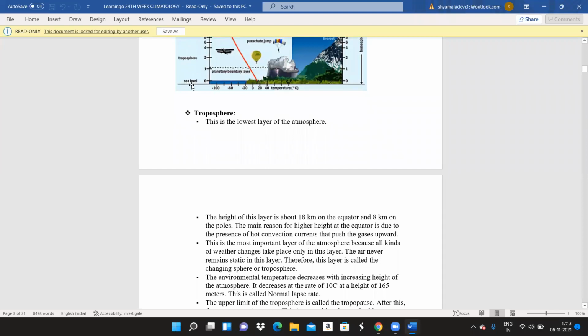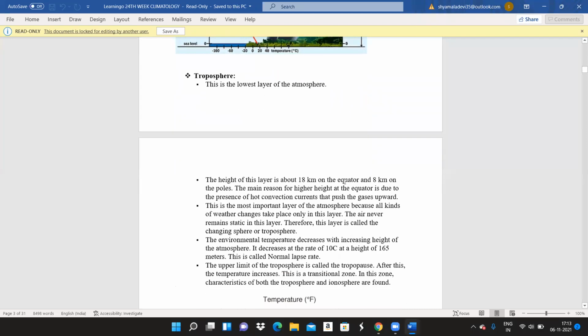So the troposphere is considered to be the lowest one. This is the troposphere, the lowest layer of the atmosphere. Height is 18 kilometers at the equator, 8 kilometers at the poles. That means as we move from the equator, which is the 0-degree latitude, towards the poles, it decreases to 8 kilometers. The main reason for the greater height at the equator is the presence of hot convection currents that push the gases upwards. This is the most important layer because all kinds of weather changes take place in this layer only. So weather changes take place in the troposphere.